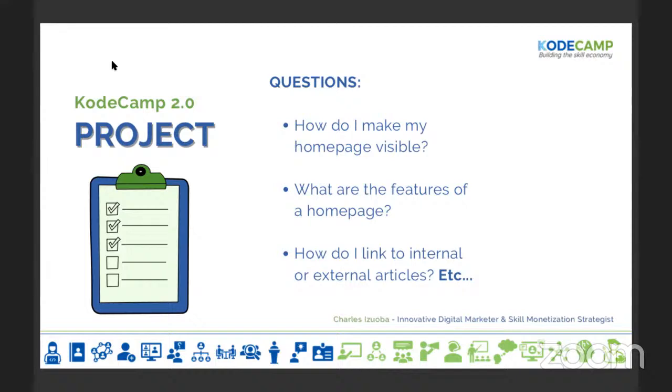Then the second question here says, what are the features of a homepage? I also sent a direct message to the lady that asked me this question, but I'm also going to attend to it here so that others can learn from it. Then, how to add an internal or external link to your articles on your website or maybe on a button. So you want a button to be clickable. You want someone to click on it to go maybe to your Facebook, your Instagram, or to other articles on your website. So how do you get this done? I'm also going to talk about it, all right?